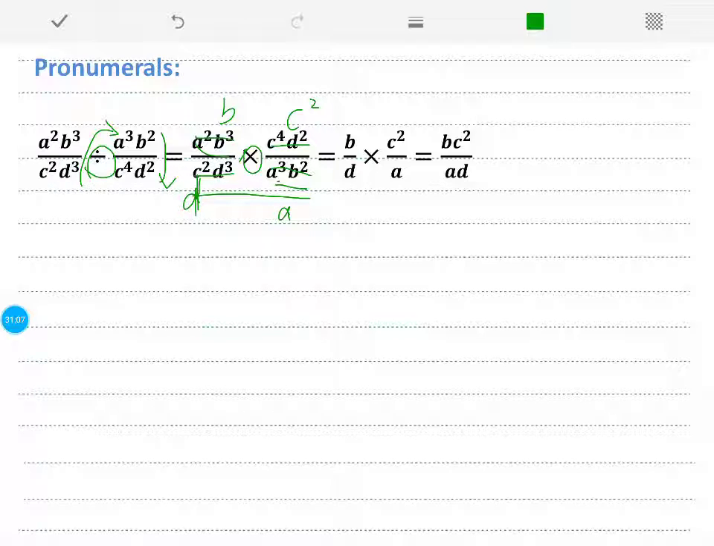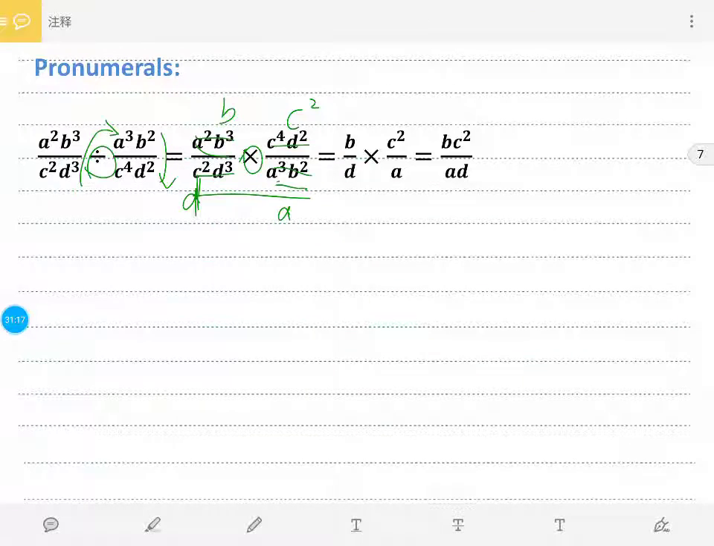So simply, the numerator is b c squared over a d. That's the simplest form. This way is recommended. Okay.